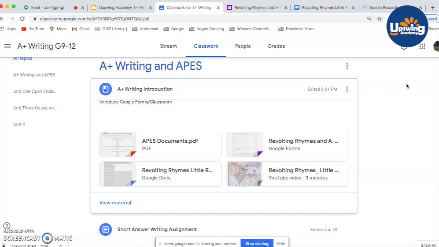There are 4 documents attached. One is a PDF, which has some information. 2 is a poem or a story. 3 is a YouTube video. And 4 is an assignment. My goal today is to briefly introduce how these 4 things together help create a very enjoyable learning experience.